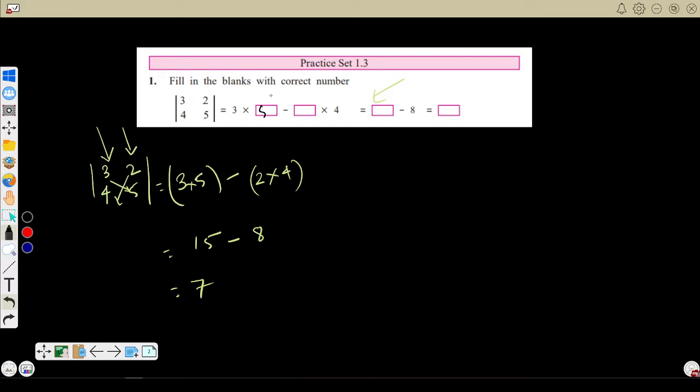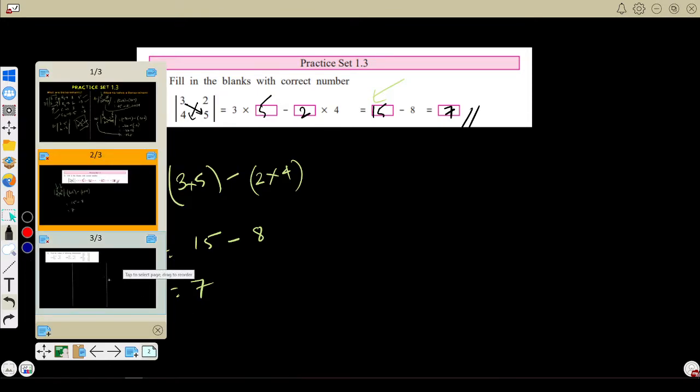3 will be multiplied with 5, that is the diagonal element, 3 into 5. Then minus 2 is multiplied with 4. So here the value is 2. After solving this, 3 into 5 will be 15, and if you subtract 8 from 15, this is 7. This is the answer for the practice set 1.3, question number 1, that is an activity. We'll move on to the next sum.